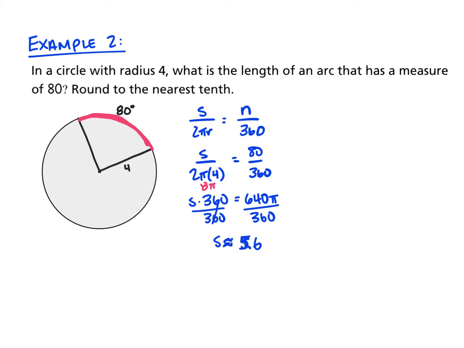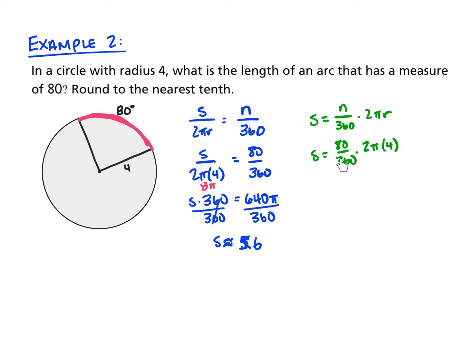All right, so that arc looks like it's about 5.6, which kind of makes sense. In my sketch, it does kind of look like if I straighten it out, it is a little bit longer than what this radius would be. Now let me show you the other way you could do that using the other version of the arc length formula that has s isolated, and we take the arc measure over 360 times 2 pi r. Let me show you that this is really going to be the same math, and it's actually probably a little bit simpler. I'll have 80 over 360 times 2 times pi times 4.